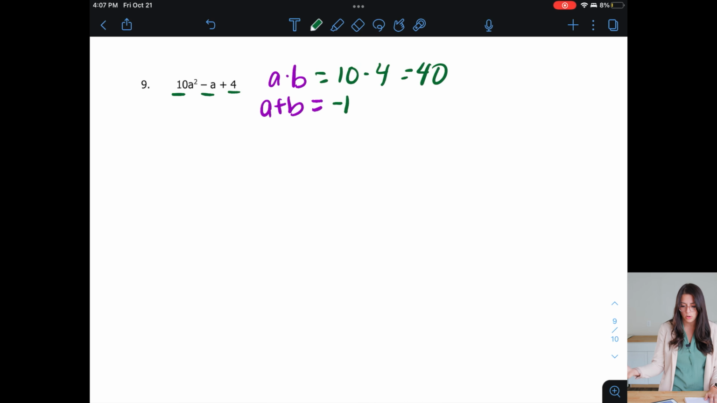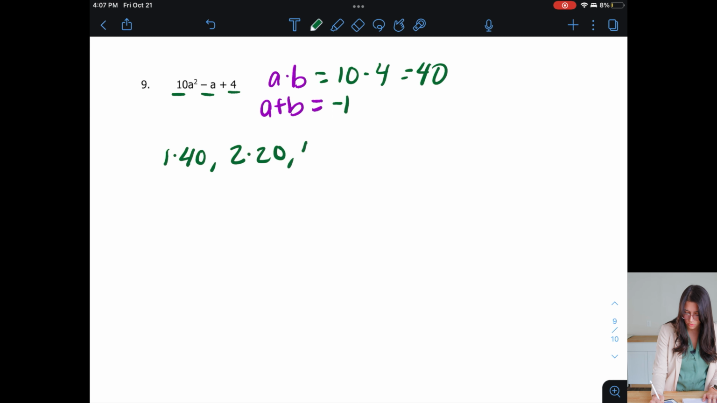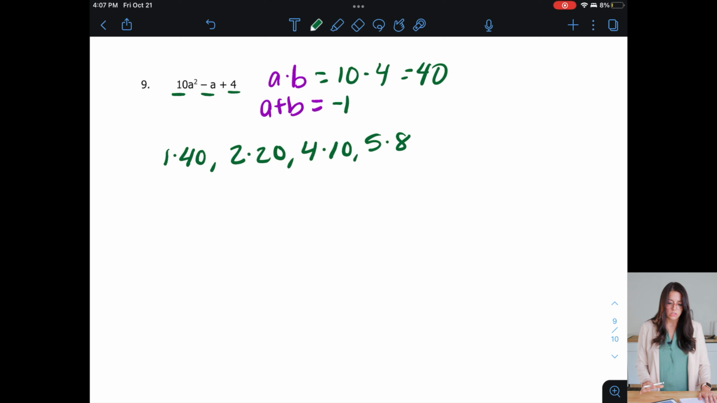So let's think of the multiples of 40. We have 1 times 40. We have 2 times 20. We have 4 times 10. And 5 times 8. So looking at these, do any of these add up to negative 1? 5 plus 8, does that add up to negative 1? Or 8 minus 5, does that add up to negative 1? You can go through each of these numbers and see that this does not factor.